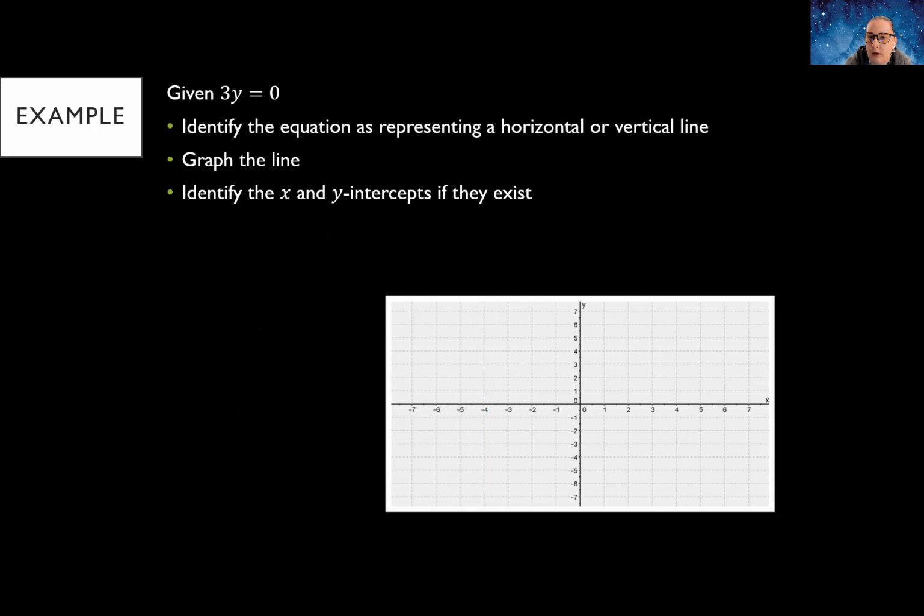All right, so here, 3y equals 0. So our variable is y. Y-axis is vertical. The opposite of that would be horizontal. This is a horizontal line.